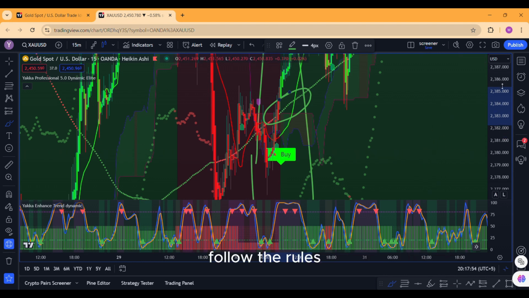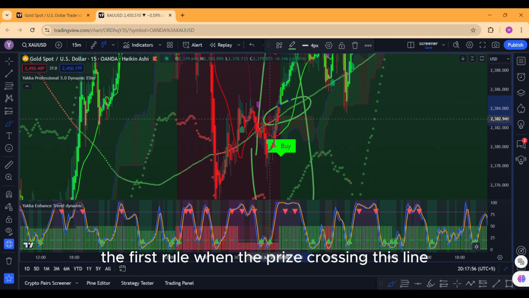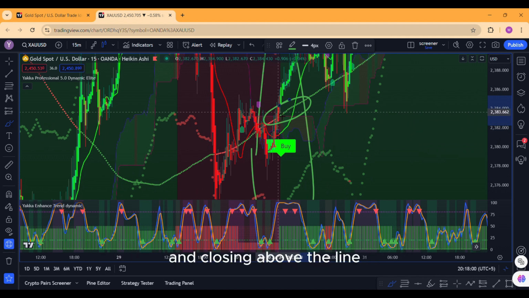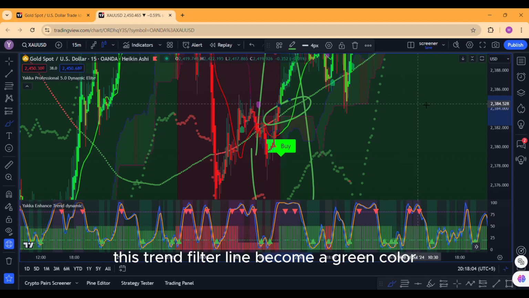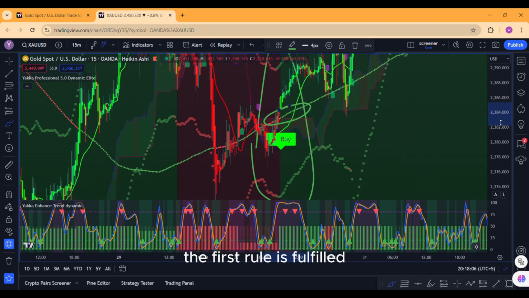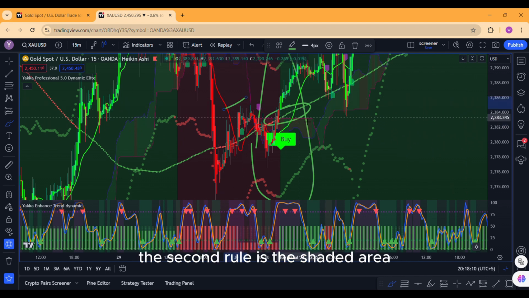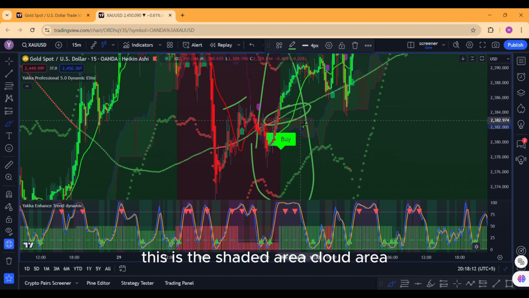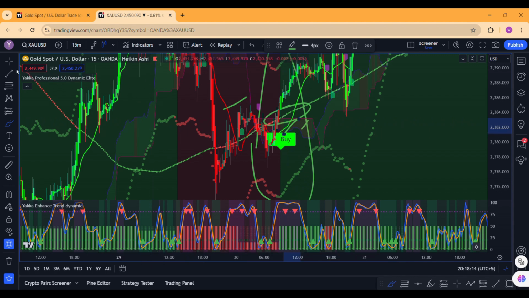Follow the rules. The first rule: when the price crosses this line and closes above the line, this trend filter line turns green. The first rule is fulfilled. Then what is the second rule? The second rule is the shaded area. This is the shaded area, the cloud area.